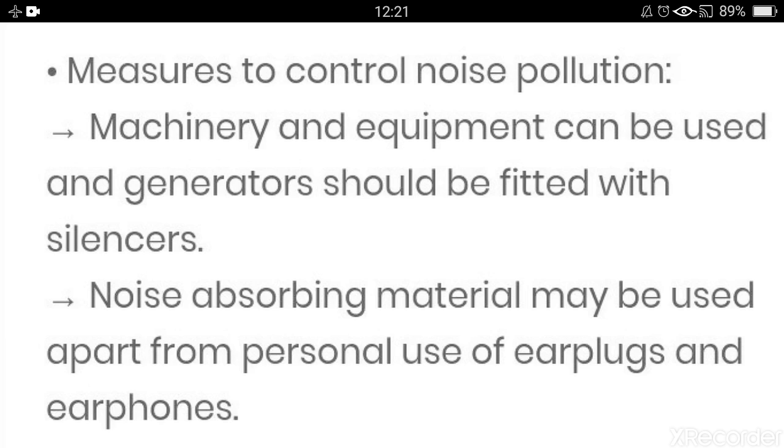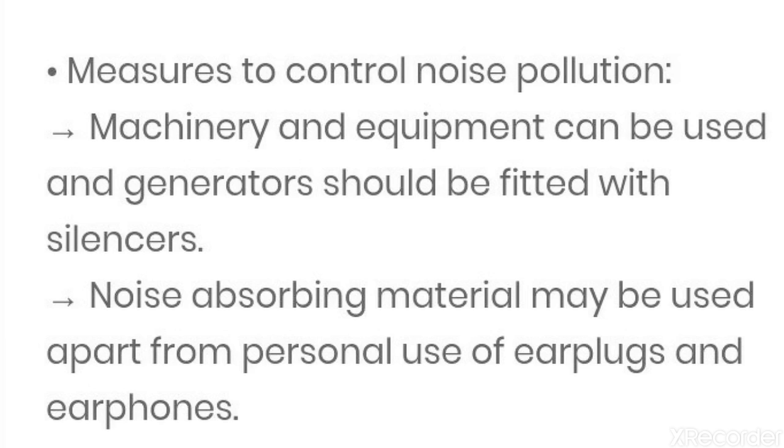Now let us discuss some of the measures to control noise pollution. Machineries and equipments can be used, and generators should be fitted with silencers. Silencers must be used to reduce the noise pollution in the industry. And noise absorbing materials can also be used, and personal earplugs and earphones can be used in order to reduce noise. So machines must be fitted with equipments, generators should be fitted with silencers, and noise absorbing material must be there in a factory so that noise pollution is not generated. At the same time, the workers can use earplugs and earphones, and this will help to solve their problem to some extent.